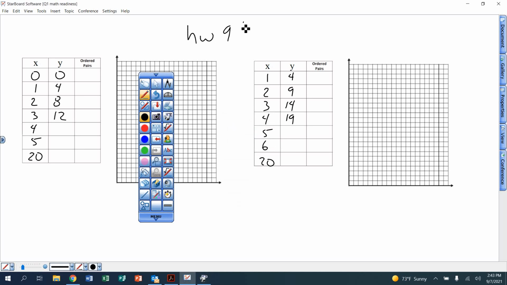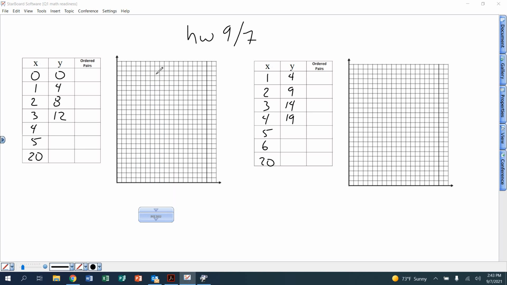Okay, for homework 9-7, I'm going to have you copy all this work and the graphs, and then write down the 3 words to show me that you listen.